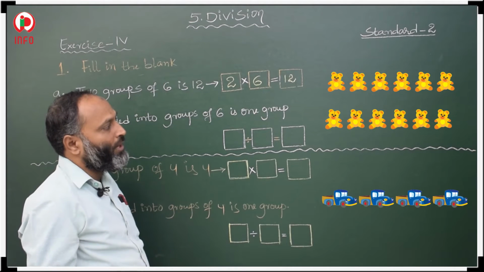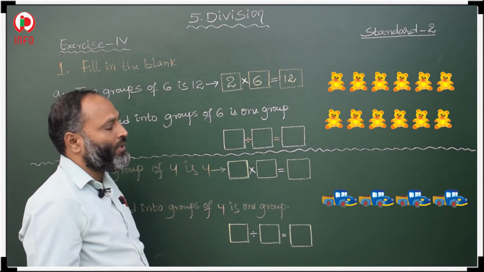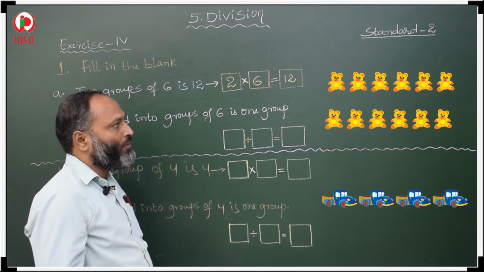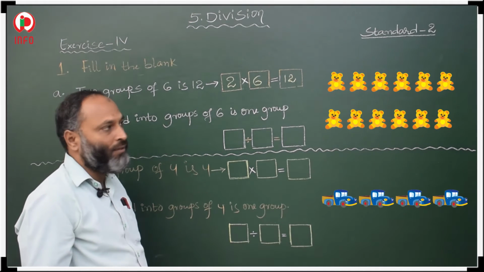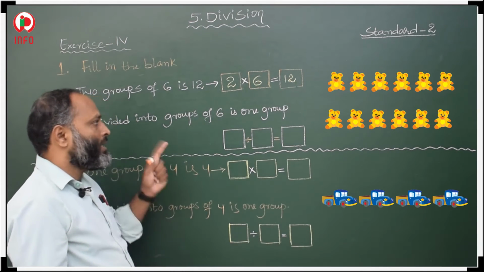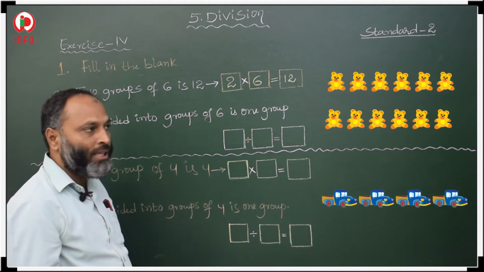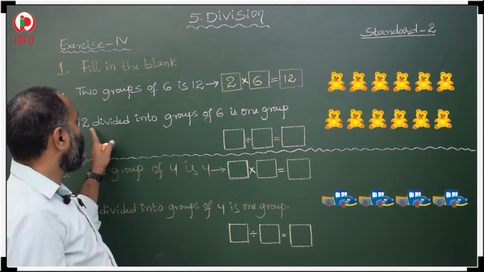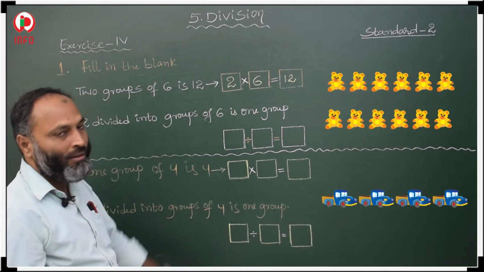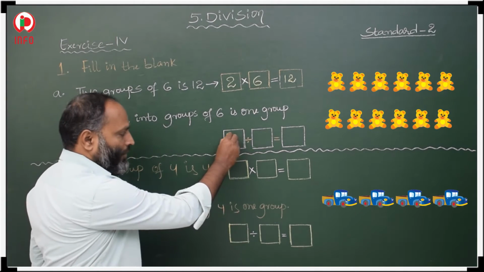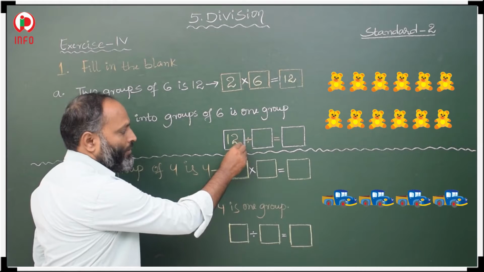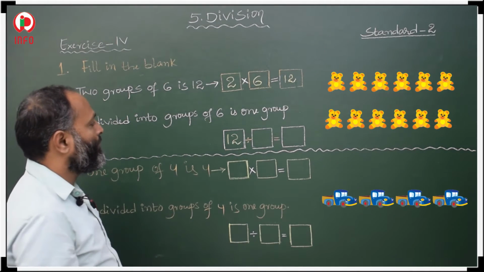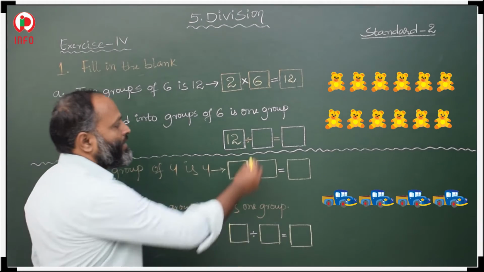See here, how many groups of dolls were there? 2 groups of dolls were there. In one group, 6 dolls were there. It means 2 groups of 6 dolls is 12, total 12. So the multiplication fact is over. Next, the second one, the division fact. What is the division? 12 divided into groups of 6. We have to write 12 here, 12 divided into groups of 6. How many are there in each group?